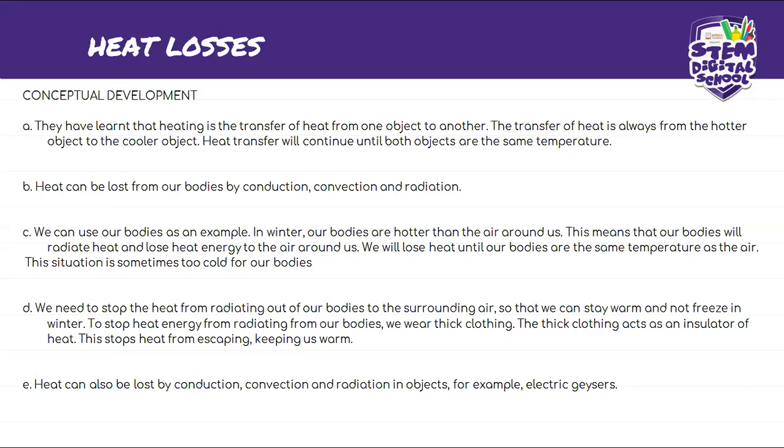Okay, so take note. Heat can be lost from our bodies by conduction, convection, and radiation. We can use our bodies as an example. In winter, our bodies are hotter than the air around us. This means that our bodies will radiate heat and lose heat energy to the air around us. We lose heat until our bodies are at the same temperature as the air. This situation is sometimes too cold for our bodies.